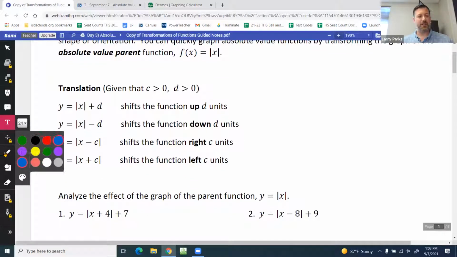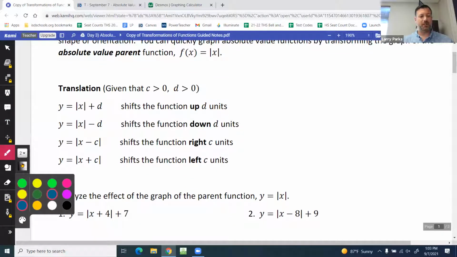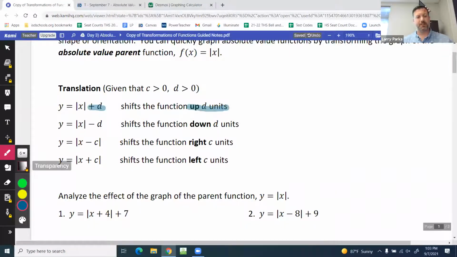So what I want you to notice on here, that if it's a plus D, it shifts it up D units. And if it's a minus D, it shifts it down D units. So notice this is on the outside of the absolute value. This is on also the outside. So if it's plus, it goes up. If it's negative, it goes down. So let me go show you that.